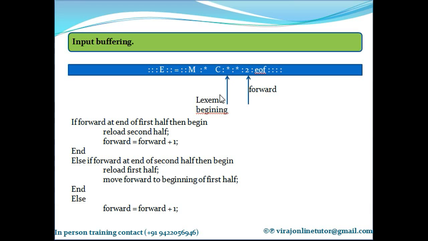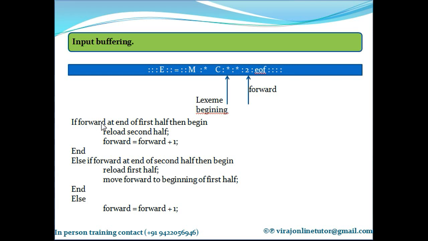Clear? So when the forward pointer reaches the end of the first half, the second half of the buffer is filled with the new input characters. Similarly, when the forward pointer reaches the end of the second half, the first half of the buffer is loaded with input characters. Okay. So if the forward pointer is about to move past the right end of the buffer, as I have said, the left half is filled with the input characters, and the forward pointer wraps around to the beginning of the buffer. So we keep on doing such processing. I have a small algorithm here which explains what I have said just now. So let us discuss this.